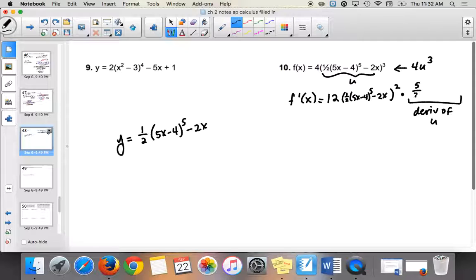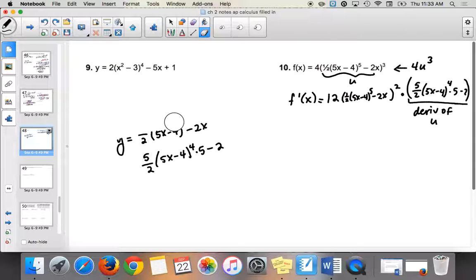So we're going to have 5 over 2 (5x minus 4)^4 times 5, minus 2, because the derivative of 2x is 2. Do you guys see that this derivative would be 5 over 2 (5x minus 4)^4 times the chain, which is 5, and then minus 2? Yeah, tricky. We won't simplify that one. That would be a lot to handle. We'll leave it. All right, are you guys kind of understanding this?